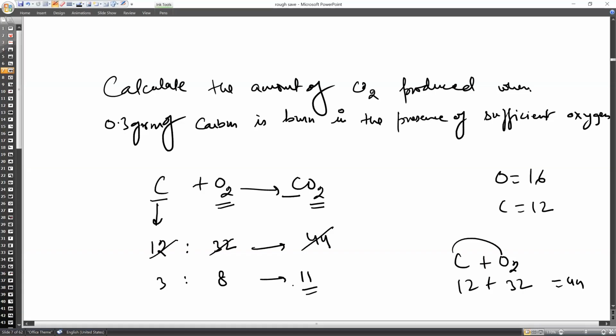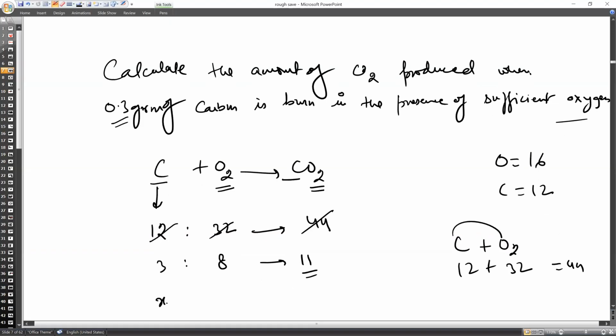Now what you need to do is, it is asking for 0.3 grams of carbon burning with sufficient supply of oxygen. So asking the amount of CO2 produced. So 0.3 grams, right here, 0.3. And it is not asking the amount of oxygen required. It is asking the amount of CO2 formed. So for 0.3, you need to find out the value of x. How many grams of carbon dioxide will come if you have only 0.3 and you have sufficient supply of oxygen. Means whatever amount of oxygen is required, it is there.